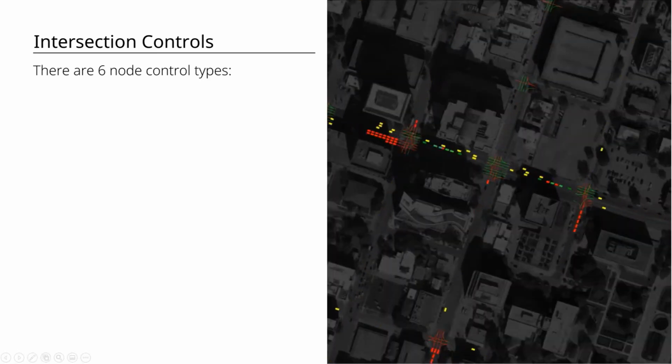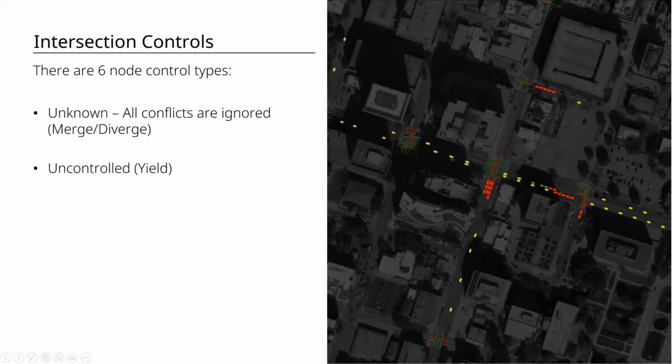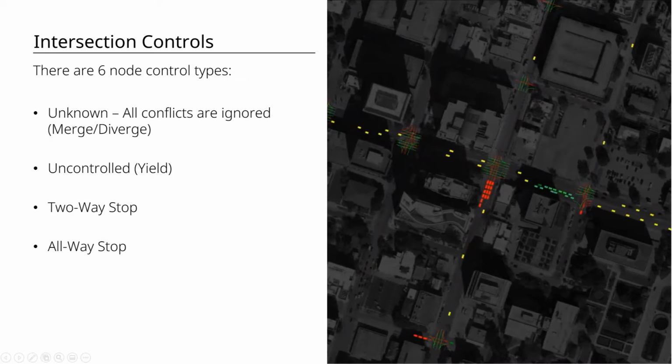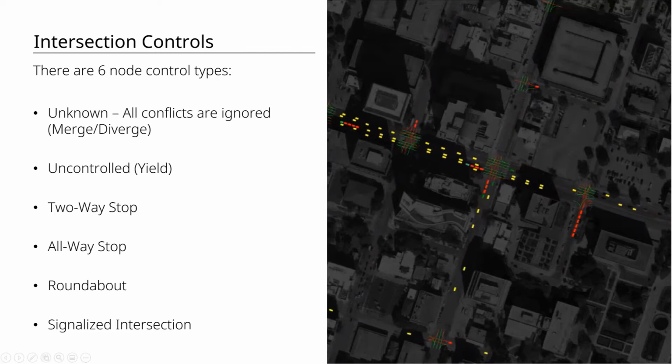All right, for intersection control, you have 6 different types to choose from. The first is unknown, which is used primarily for merging behavior. There's uncontrolled, which is similar to a yield. Two-way stop, which works as you would imagine. Always stop, the same. Roundabouts or signalized intersections.